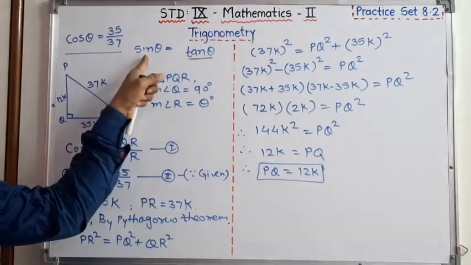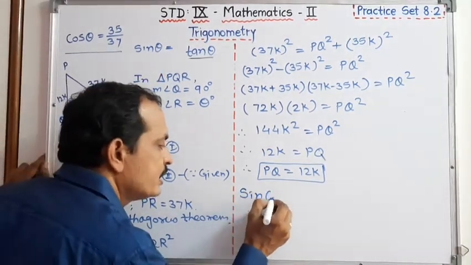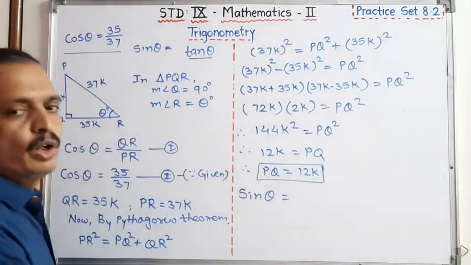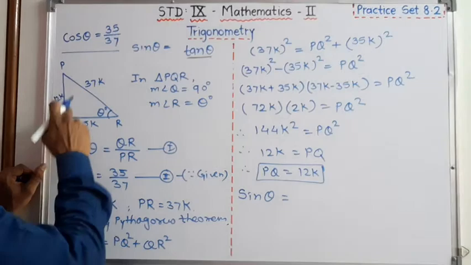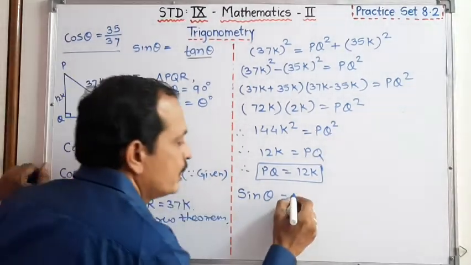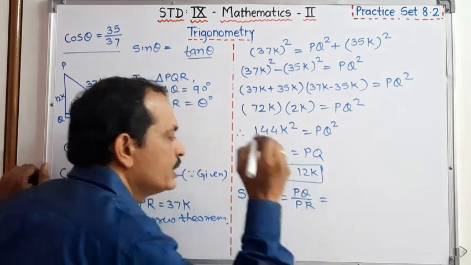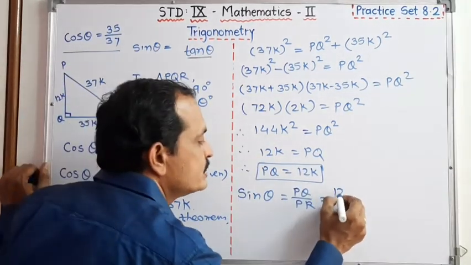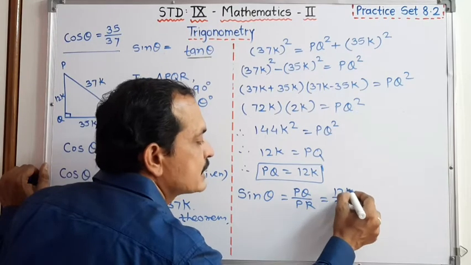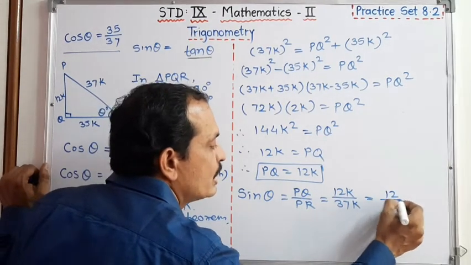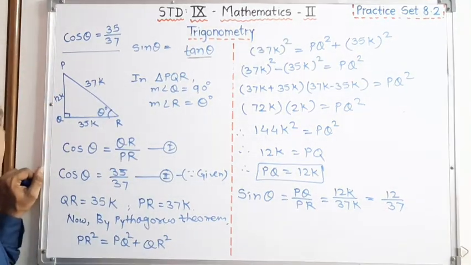Now we have to find out the sin theta. Now dear student, sin theta is equal to opposite side upon hypotenuse. Opposite side is PQ, hypotenuse is PR, therefore PQ upon PR is equal to, now PQ is 12K upon 37K. This K K get cancelled, it is 12 upon 37. This is the value of sin theta.